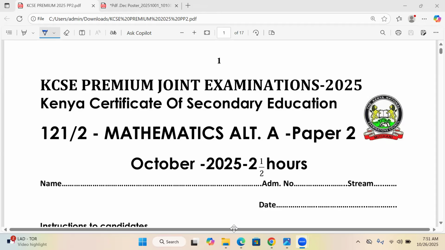We'll be discussing the Premium Joint Examination in preparation for the KCSE 2025. So this is the October 2025 post-mock, a very good paper.